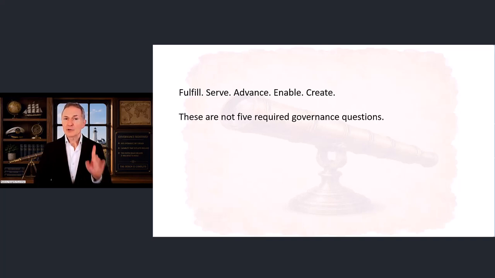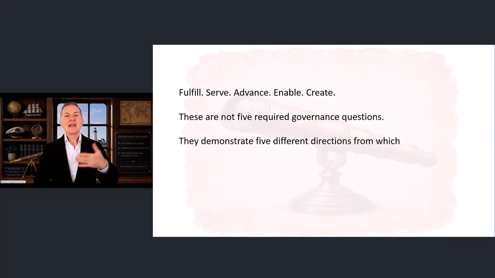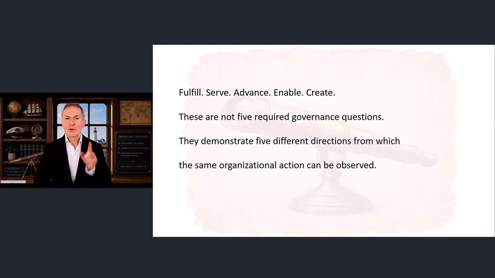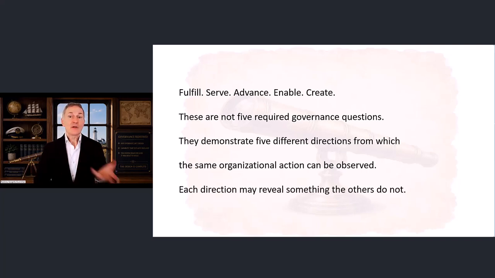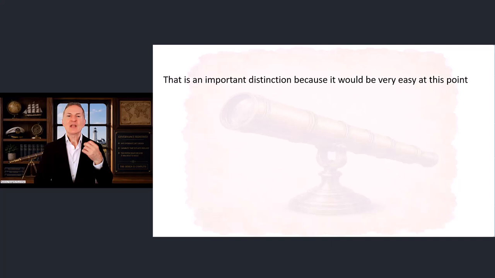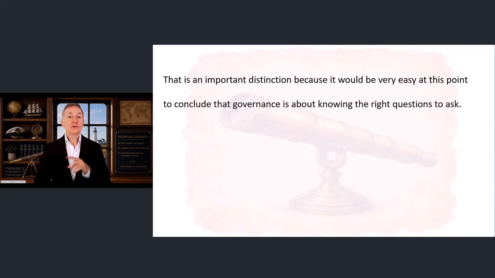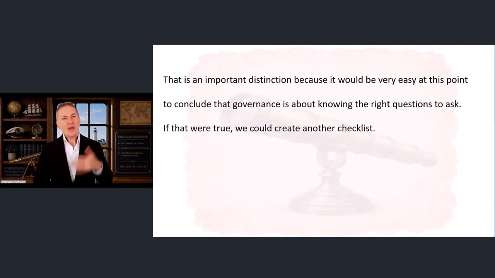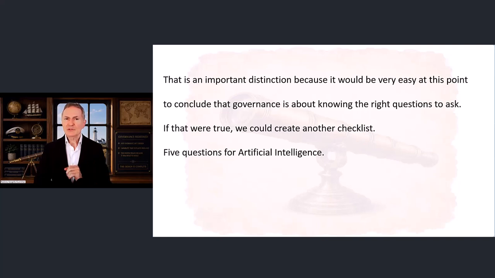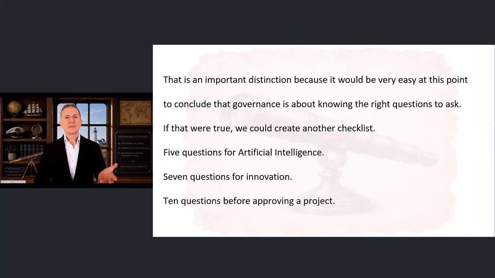These are not 5 required governance questions. They demonstrate 5 different directions from which the same organizational action can be observed. Each direction may reveal something the others do not. That is an important distinction because it would be very easy at this point to conclude that governance is about knowing the right questions to ask. If that were true, we could create another checklist. 5 questions for artificial intelligence, 7 questions for innovation, 10 questions before approving a project.